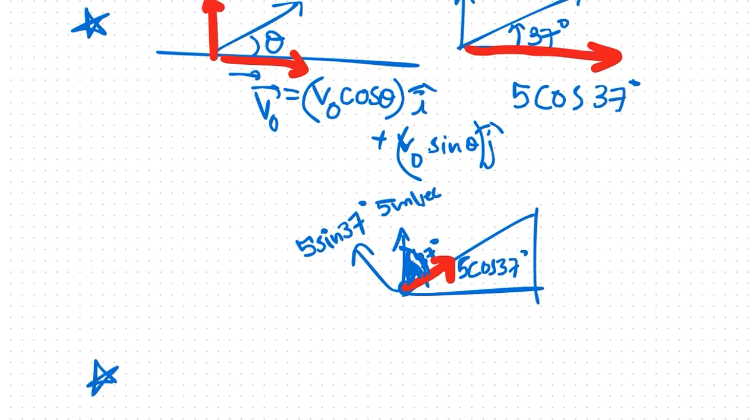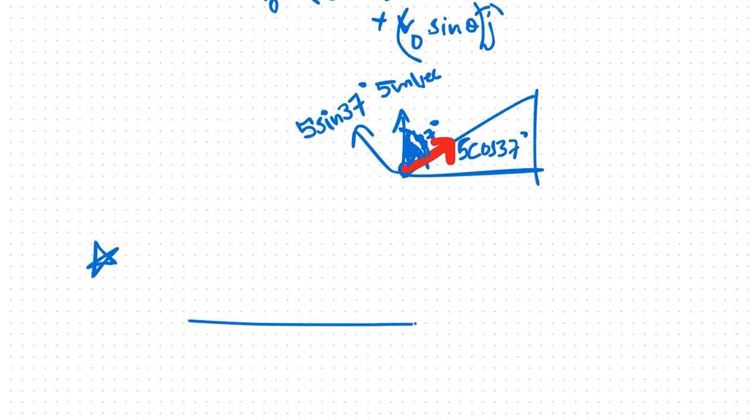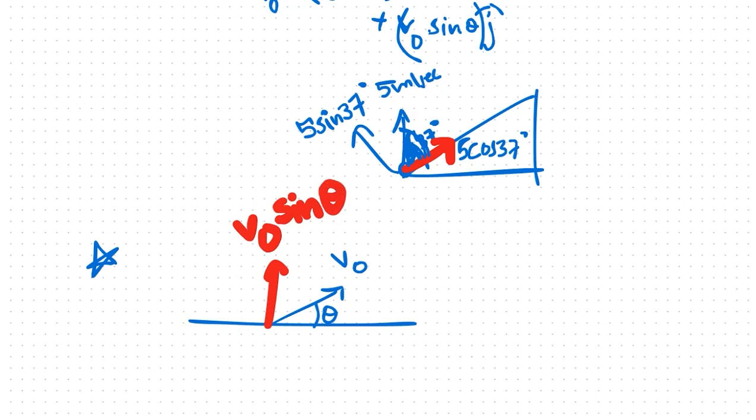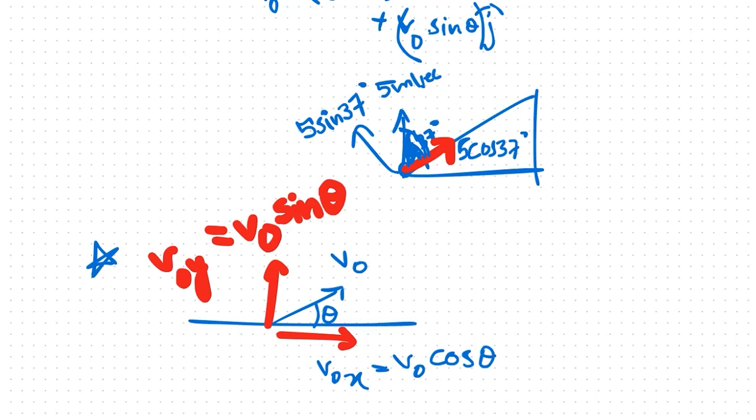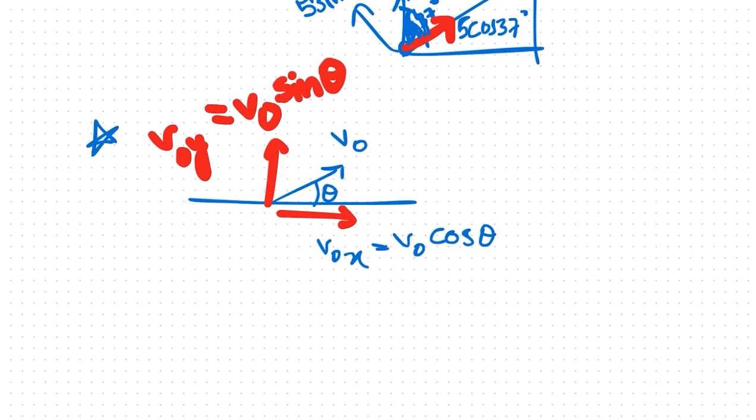So let us understand the diagram a bit better. Scroll down. So this is, let's say, v naught and this is theta. So this component is v naught y, or v naught sine theta, and this component is v naught cosine theta. See, any complex problem that comes, we first break down into multiple parts.